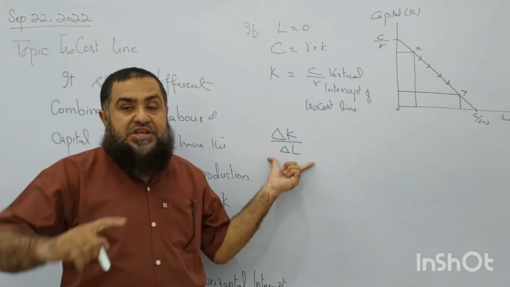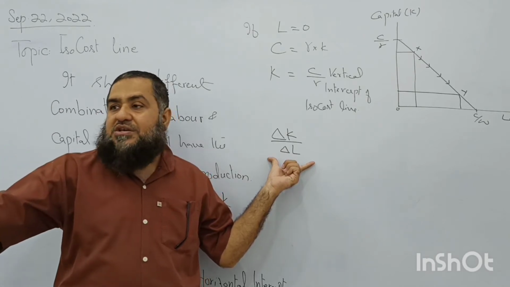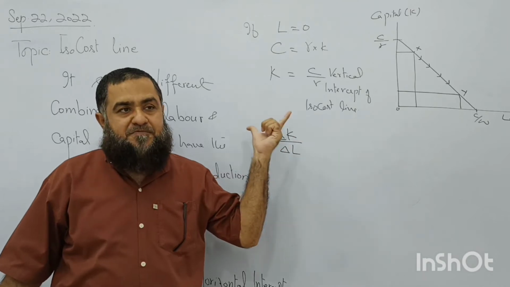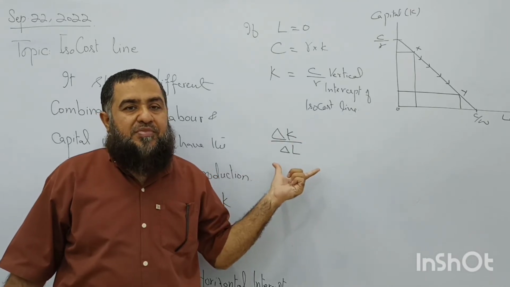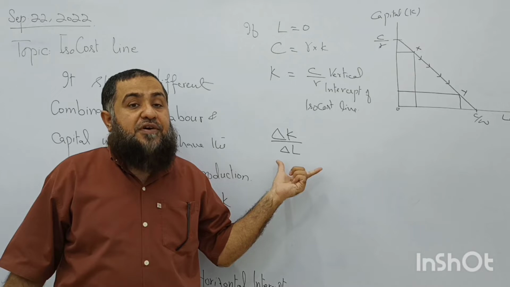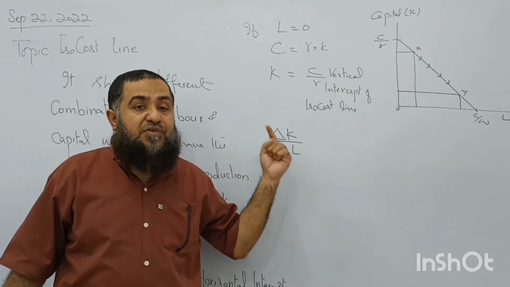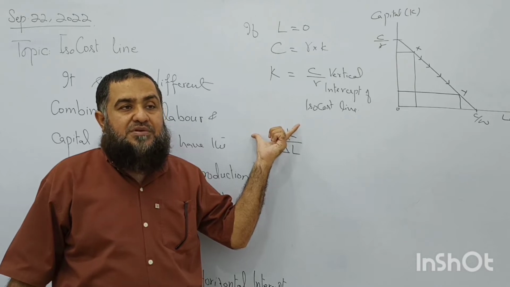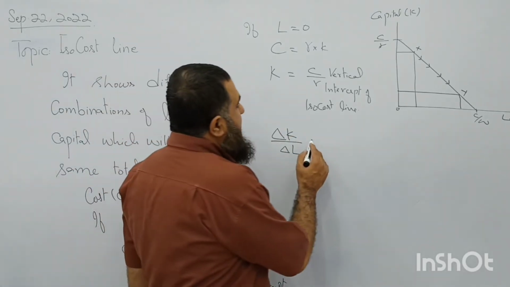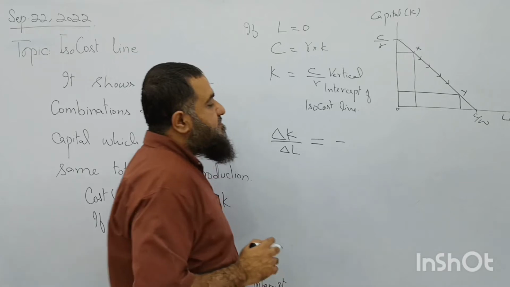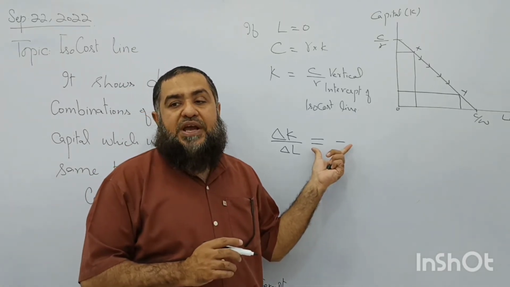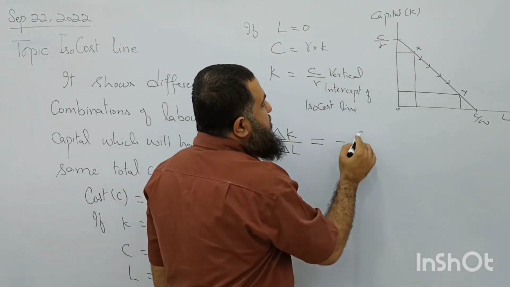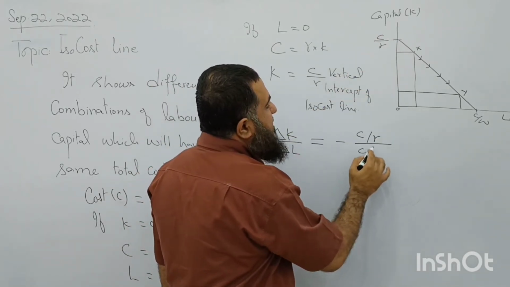If firm wants to increase labor by an extra unit, how many units of capital will be given up? This is the meaning of slope. What is the meaning? If firm wants to increase labor by one extra worker, how many units of capital will be given up? Okay? Now we can find it is downward sloping. I have put negative sign with this. Now rising part, this point C over R divided by C over W.